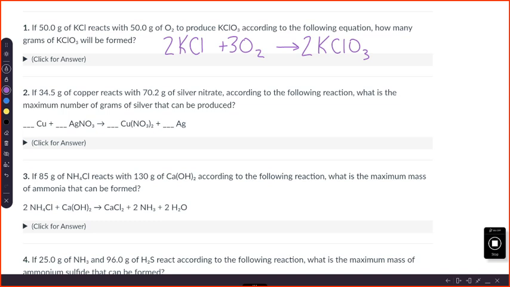If I have 50.0 grams of KCl reacting with 50.0 grams of oxygen, how many grams of KClO3 will be formed? So I'm looking for grams of this guy.